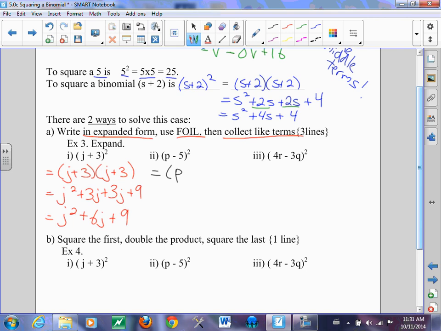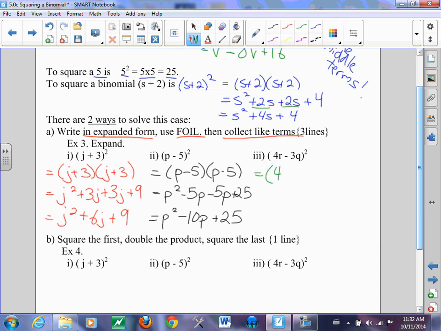Expand it out. So it's going to be, I just got to fix my sign here, p minus 5 times p minus 5. Okay, FOIL it through, p squared minus 5p minus 5p plus 25, and collect like terms. So p squared minus 10p plus 25. Okay, last one. It's a little harder because we've got more than one variable. So let's take a look at doing this.